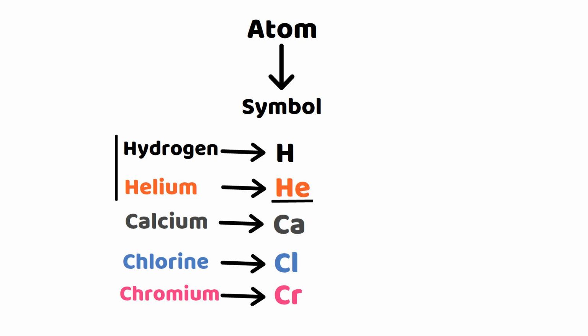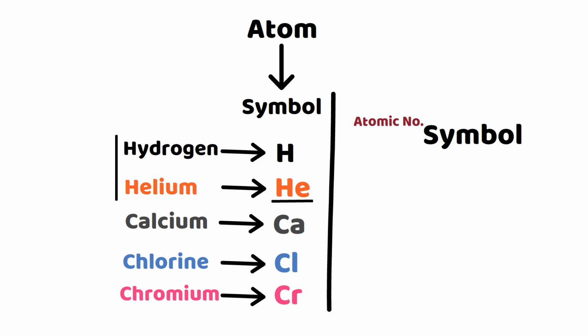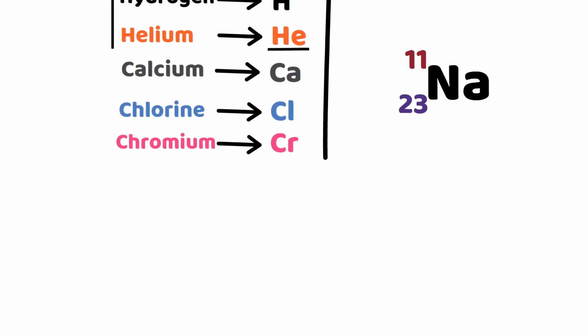The atomic number of an atom is written at left top of the atomic symbol, while atomic mass is written at left bottom of the atomic symbol. For example, in case of sodium, the number 11 present at left top of the symbol shows its atomic number, while number 23 written at the left bottom of the symbol shows atomic mass of sodium.